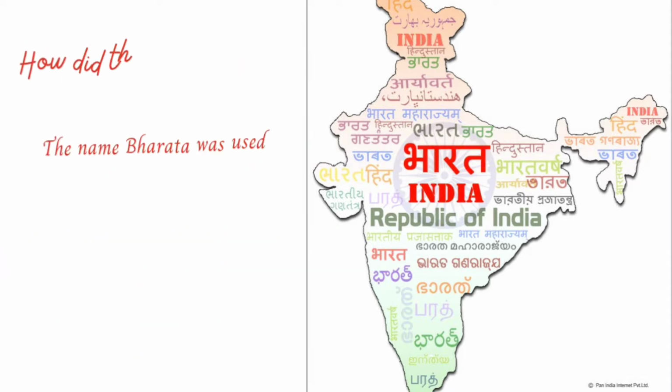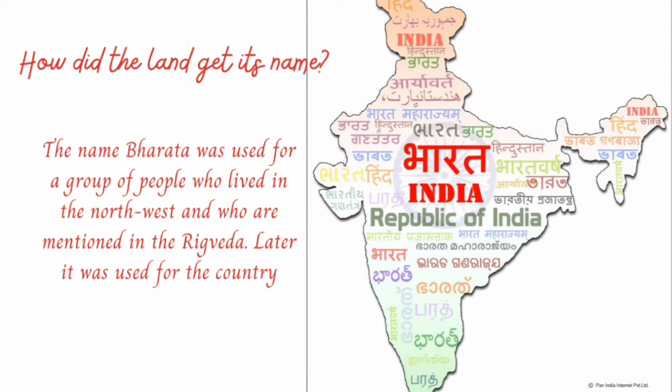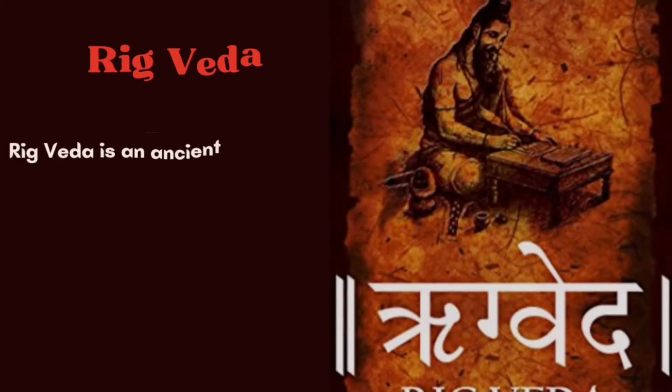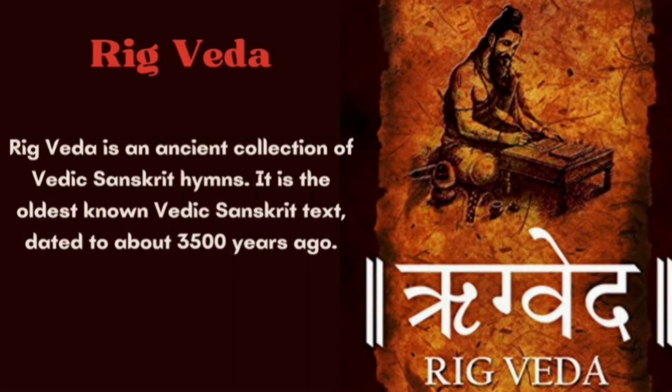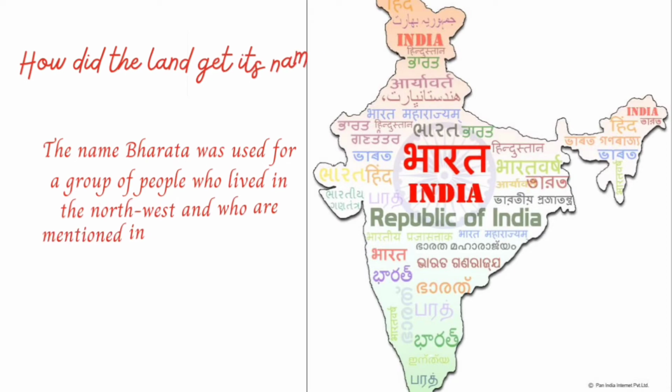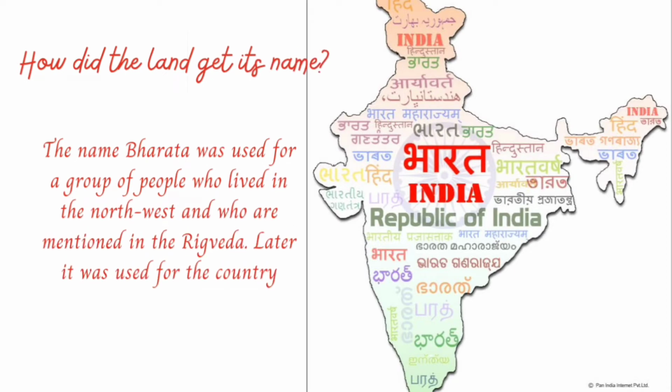Another name, Bharat. The name Bharata was used for a group of people who lived in the northwest and who are mentioned in the Rig Veda. Now let's know about the Rig Veda. Rig Veda is an ancient collection of Vedic Sanskrit hymns. Actually, there are 4 Vedas: Rig Veda, Samaveda, Yajur Veda and Atharva Veda, and Rig Veda is considered the oldest known Vedic Sanskrit text, dated to about 3,500 years ago. That is, this text was written about 3,500 years ago. So the name came from the people who were mentioned in the Rig Veda and it was used for the country.